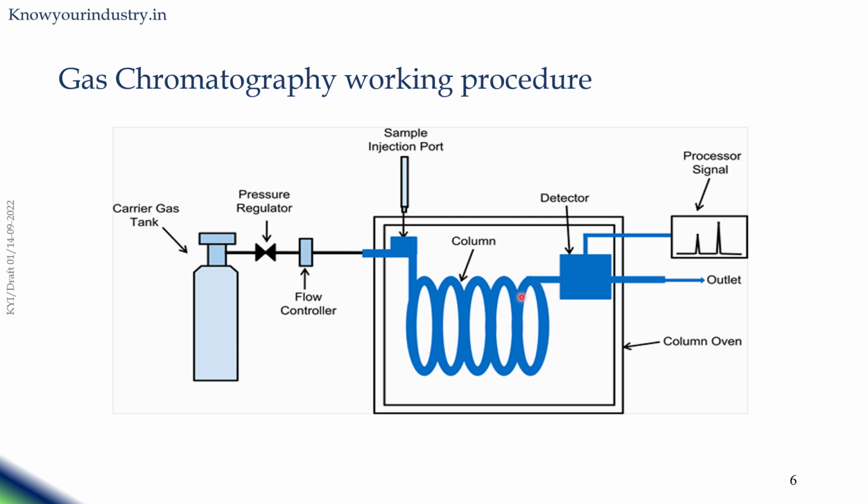The separated components are detected through an appropriate detector, whether it is FID or mass, and then the detected compounds will be processed in terms of a chromatogram where you can find the retention time and the peak area, and also the gas will be delivered through the outlet.